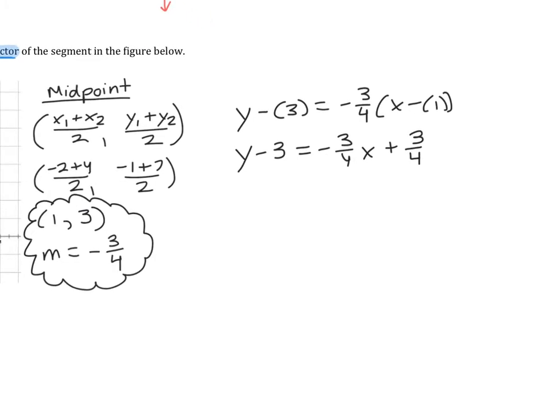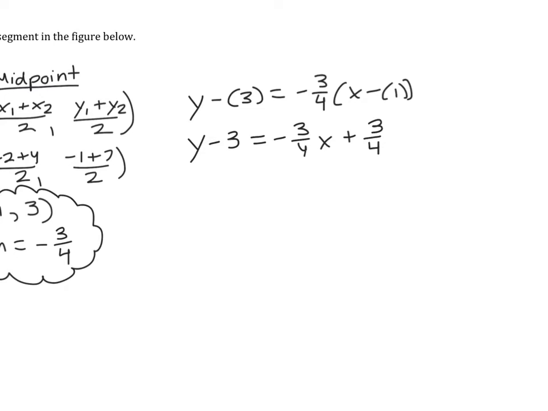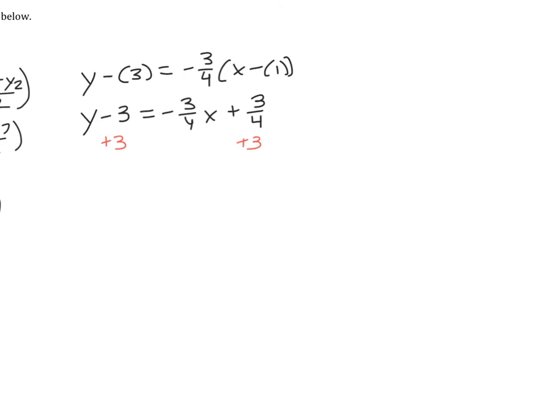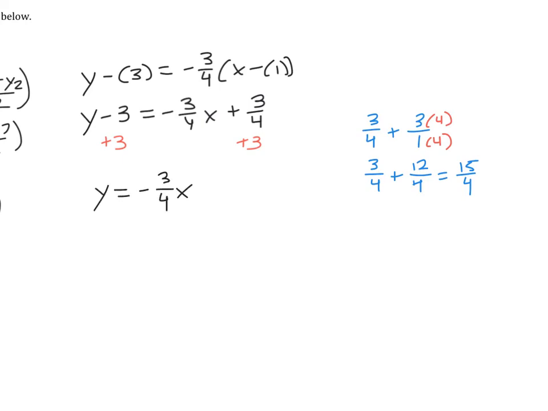3/4. From here, I see that we need to add 3 to both sides to solve for y, and I'm going to do that on the side. Yes, we are adding fractions, but I think if you show your work on the side, it becomes much easier. So I'm doing 3/4 plus 3/1. So I know that I need to change my denominator by multiplying by 4/4. So I have 3/4 plus 12/4 equals 15/4. So I get y equals negative 3/4 x plus 15/4.